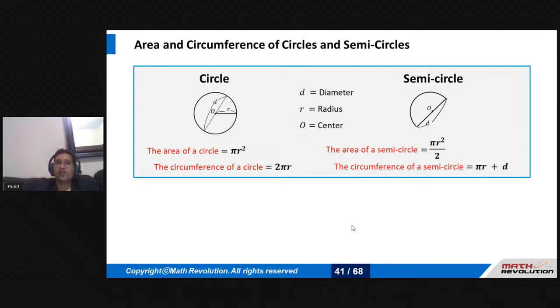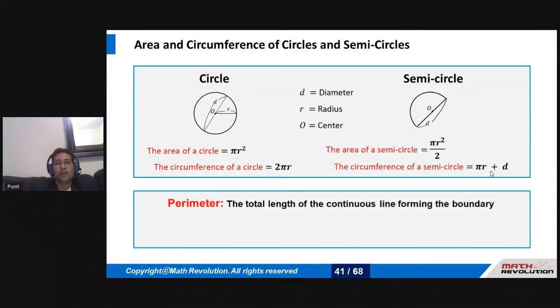Area of circle is pi r square, circumference is 2 pi r. Area of semicircle is pi r square divided by 2, and the circumference of semicircle is 2 pi r divided by 2, that is pi r plus d. I've seen most students just applying pi r, they never add d. So please pay much attention to this.